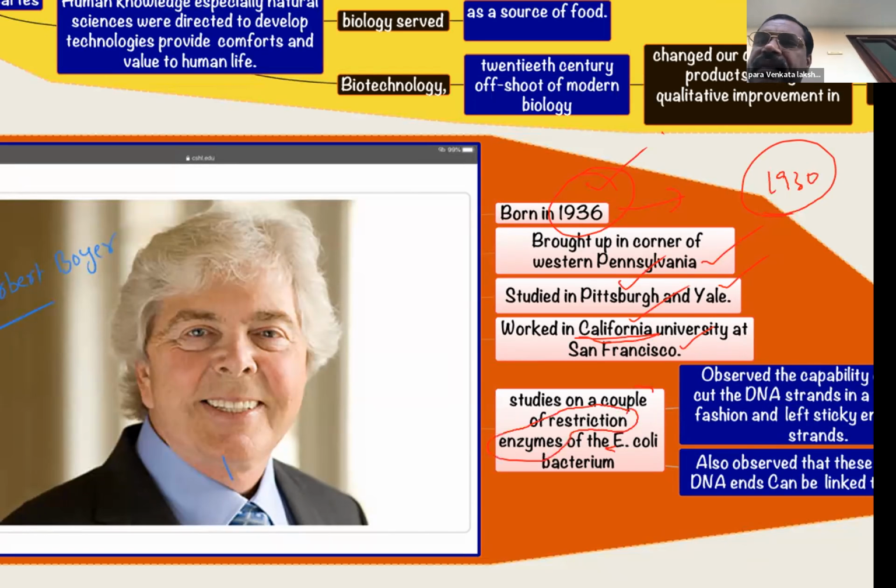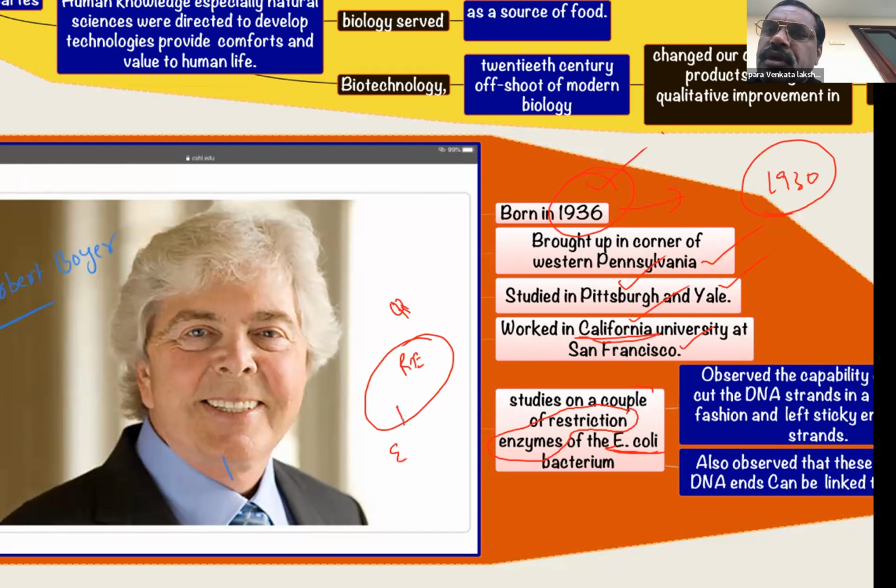of E. coli bacteria. We discussed that bacteria, to prevent infection from the virus, developed restriction enzymes by cutting the viral DNA and also by other means. But here this person worked on the restriction enzymes produced by the Escherichia coli bacteria. Then what did he observe in this?